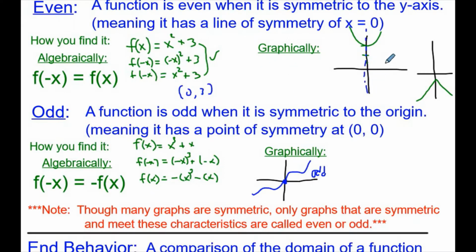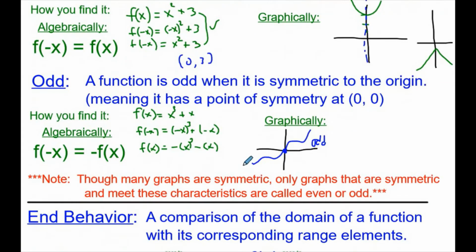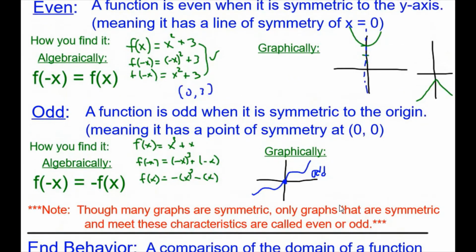So just keep that in mind. Even is symmetry to the y-axis, odd is symmetry to the point (0, 0). Though many graphs are symmetric, only graphs that are symmetric and meet these characteristics are called even or odd. So you can have symmetric graphs, right?